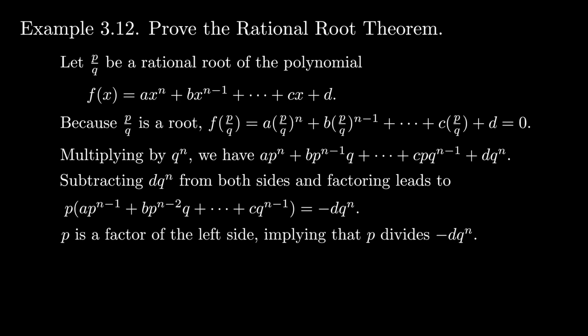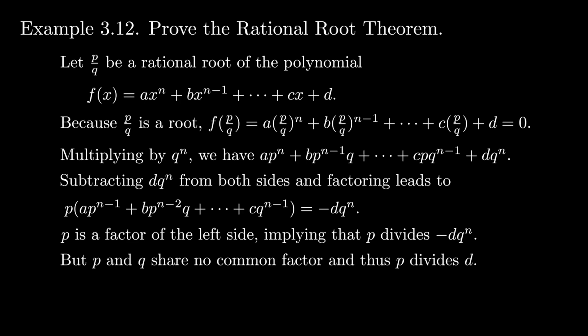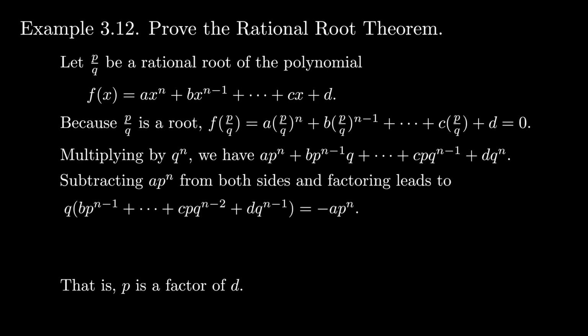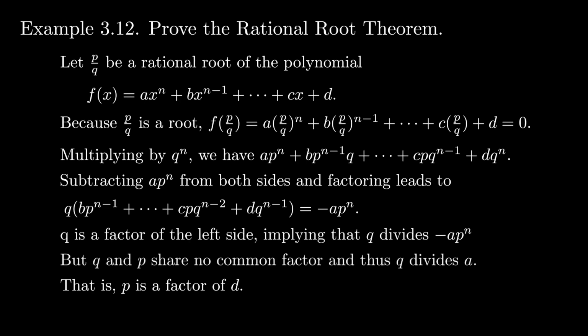P is a factor of the left side, which means that the right side is also divisible by p. We have let p and q share no factor, right? So it has to divide d. That is, p is a factor of the constant term. The proof that q is a factor of a is a similar process. Subtracting a p to the n from both sides leads to the following. Q is a factor of the left side, implying that q divides a. And our hypothesis is proven.